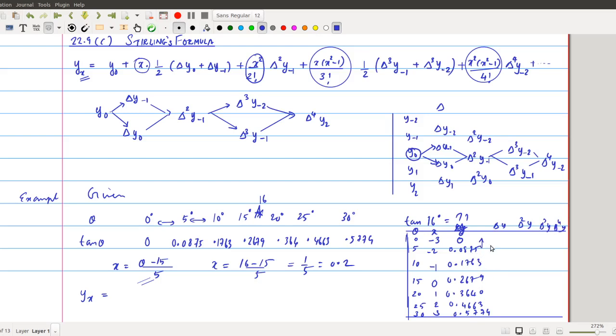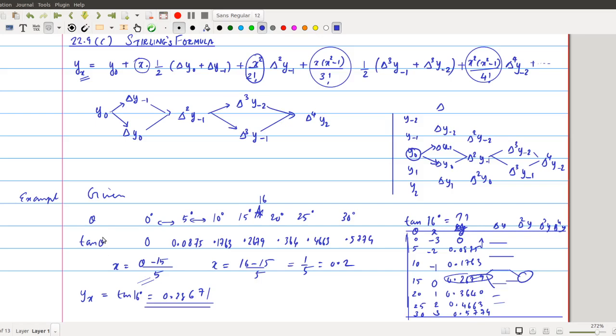Take the difference between these two first, then write it here, and the difference here, and here. Complete this and choose the values starting from y naught. First you choose y naught, since x naught is 15. Then choose these two values and take their average and multiply it with x, and for the next value we choose this value here and multiply it with x square by 2 factorial, and so on. You can get the value of yx, that is tan 16 degree, equal to 0.286671. So this is the value of tan 16 using the Stirling formula.